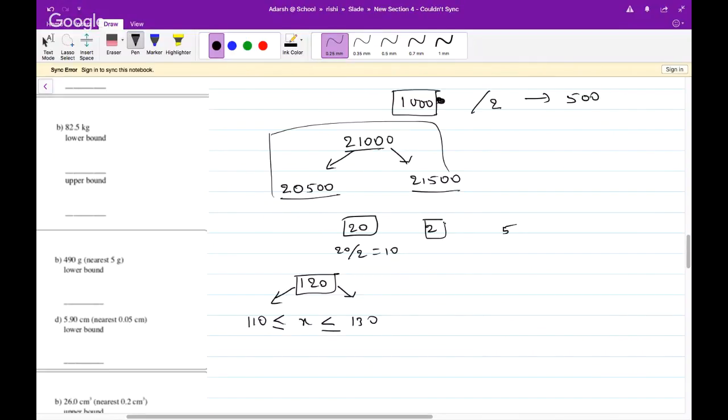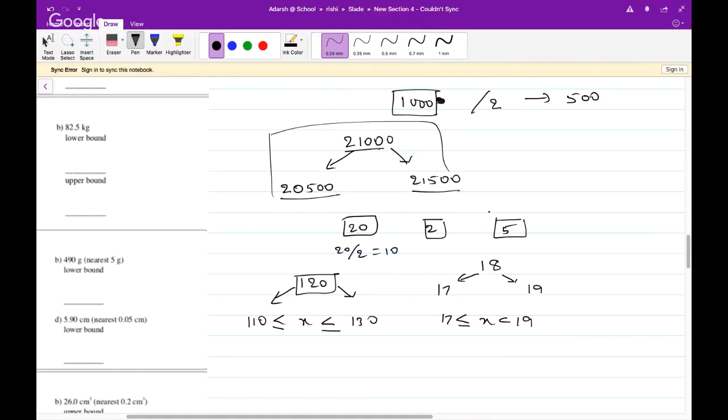If they are rounding off to the nearest 2, suppose they have a number like 18, what will be the lower bound? The rule is divide 2 by 2, subtract it from and add it to this number. Dividing by 2 gets you 1. So 18 minus 1 is 17 and 18 plus 1 is 19. So the lower bound is 17 and the upper bound is 19.